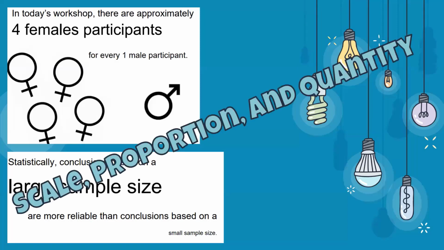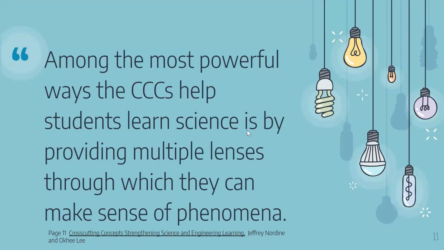And if you said scale, proportion, and quantity, yes, a student could use that tool with these phenomena to help them make sense of this. So one of the most powerful ways to help students learn science is by providing multiple lenses through which they can make sense of phenomena. When you see CCCs, that means cross-cutting concepts, just so you know.